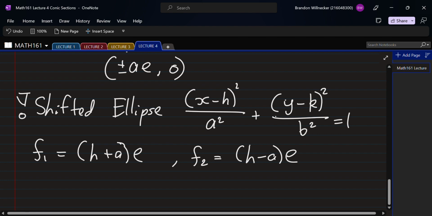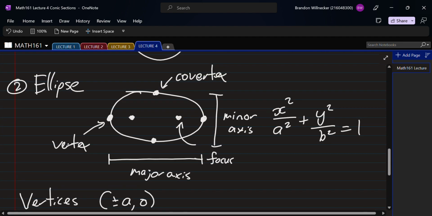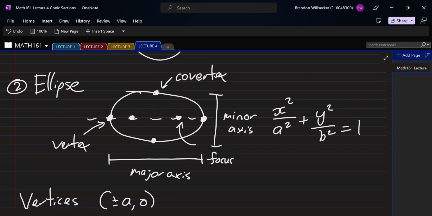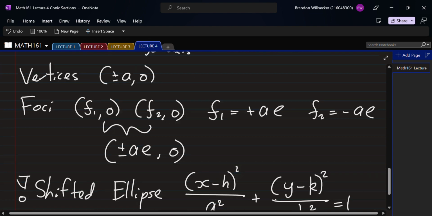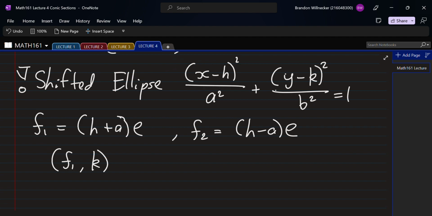Okay, and then that's shifted horizontally. If we want to account for the shift vertically, we know that both of these foci will lie along this line, okay, this horizontal line. So if we have any vertical shifting, then this horizontal line is just moved up with the shift. So that's very easy to take into account. So we're going to have f1 and k, since we're shifting by k, and then we're going to have f2 and k, again, because we're shifting by k.